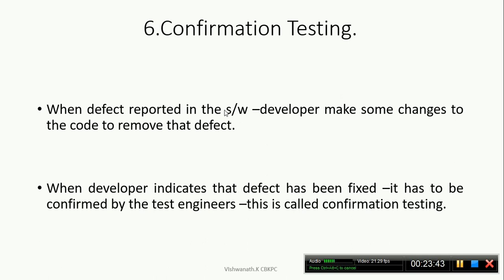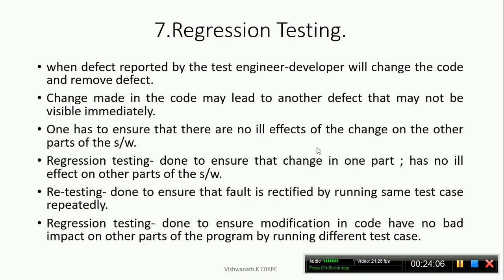So that is what we call confirmation. The test engineer is going to confirm the fixed defect. That is what we call confirmation testing. This is all about confirmation testing; it is a very small topic. So next is regression testing.